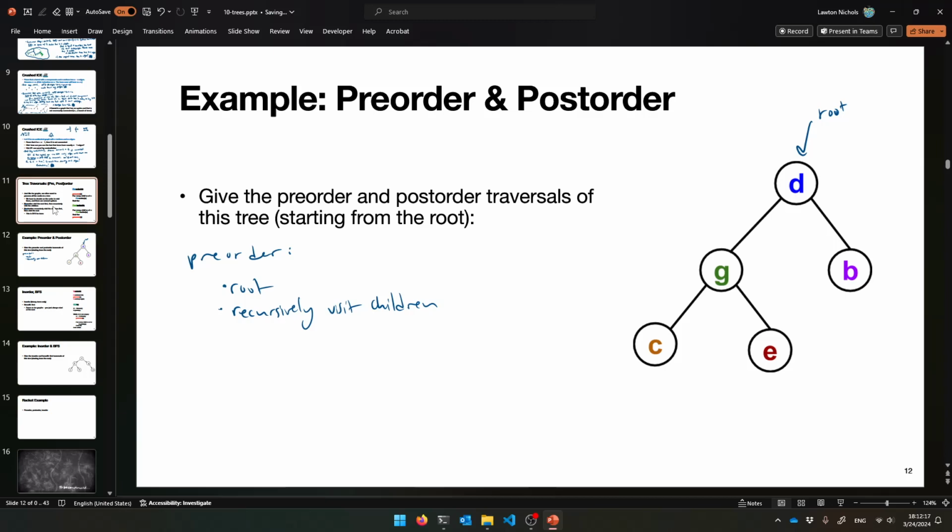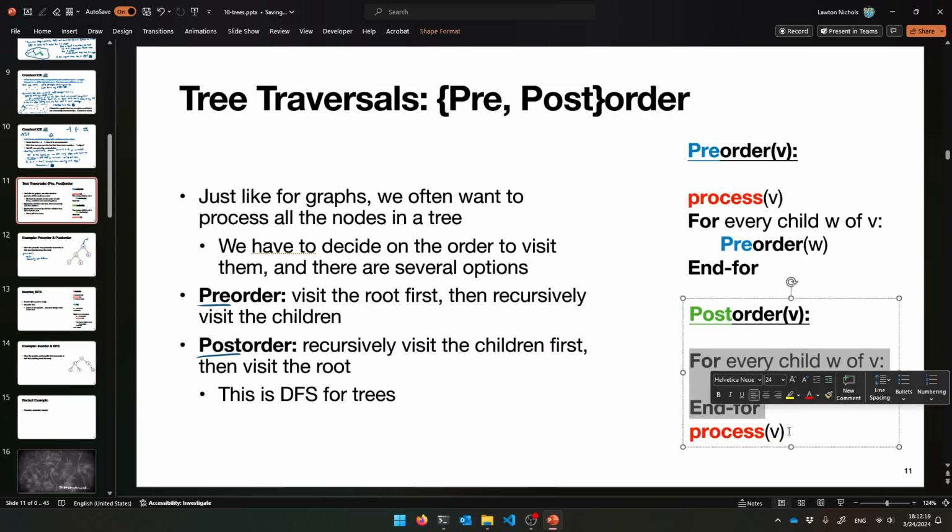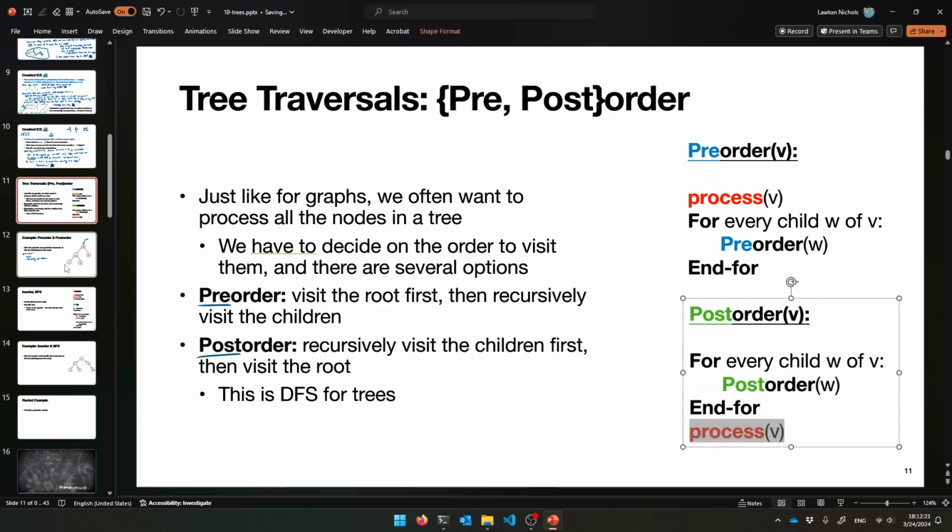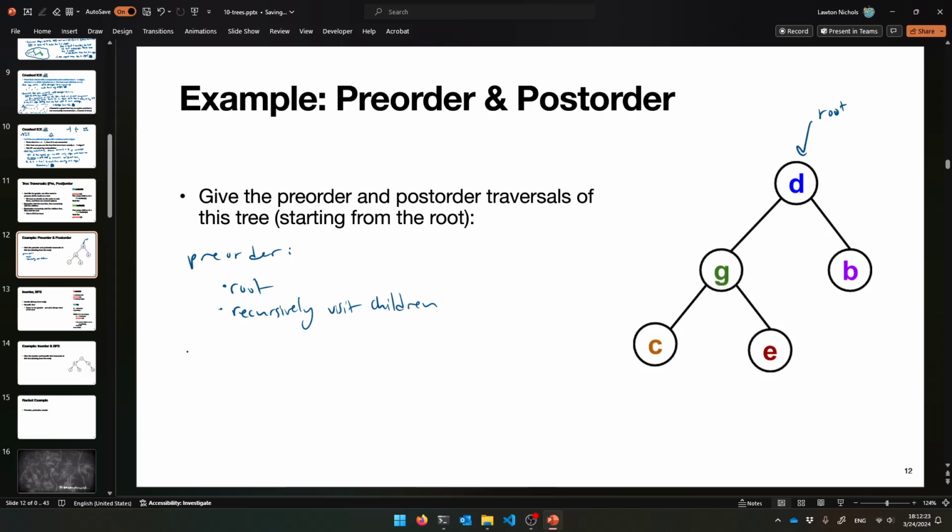And then for post-order, it's backwards. It's recursively visit your children first in some order, then visit the root. So post-order: that's going to be recursively visit your children, then visit the root after all that's done. All right, so let's run this code on paper.